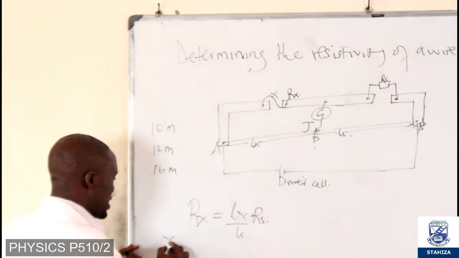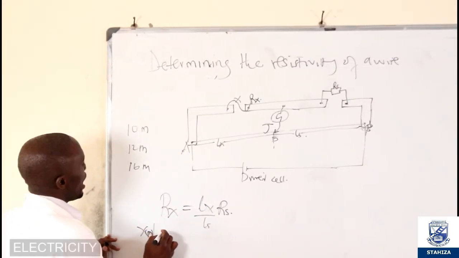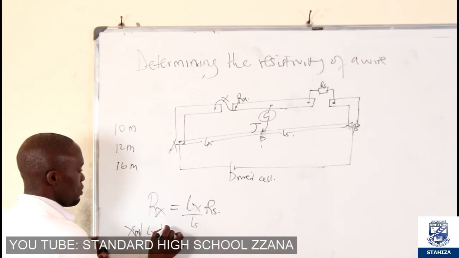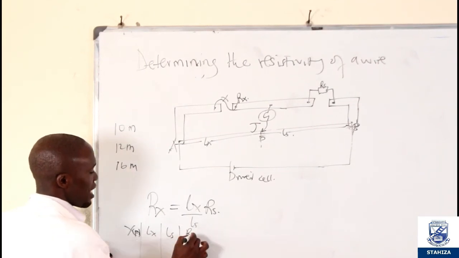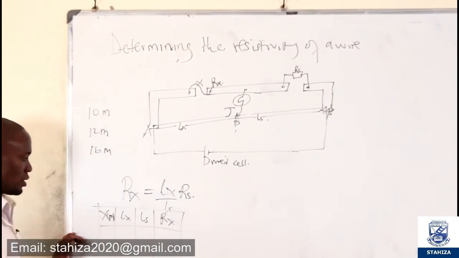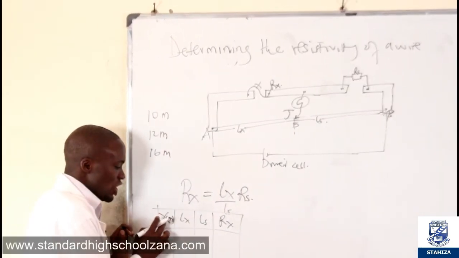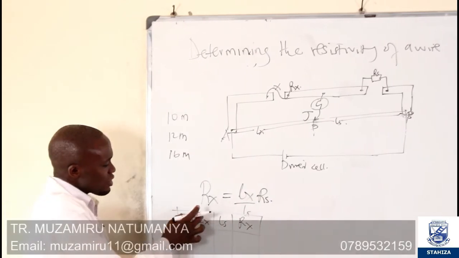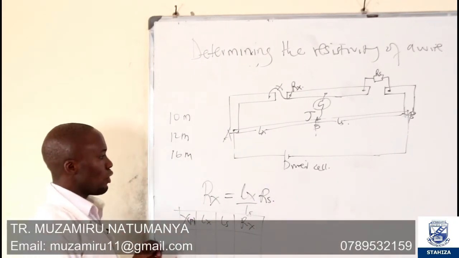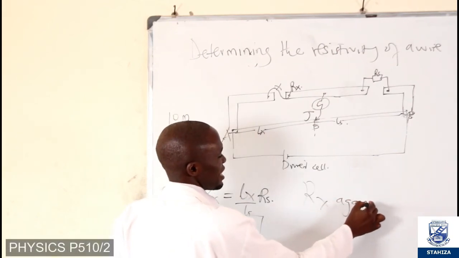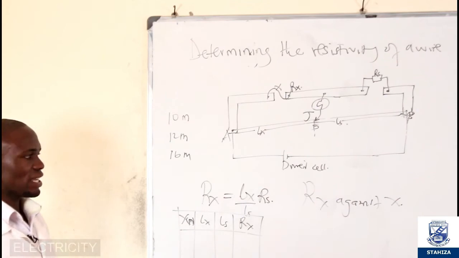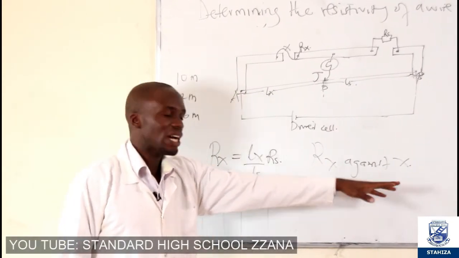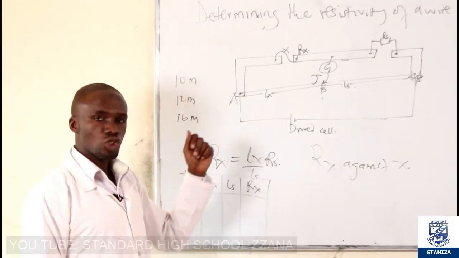So we shall have our X changing, maybe in meters, and also our Rx changing. From this, we are going to be measuring LX and LS, and then we are going to have Rx. This is the table of results we are going to have. Since we have various values of these, we are going to plot a graph of Rx against X. Since we have Rx and we have X, you can easily plot a graph. After plotting the graph, its slope is obtained.